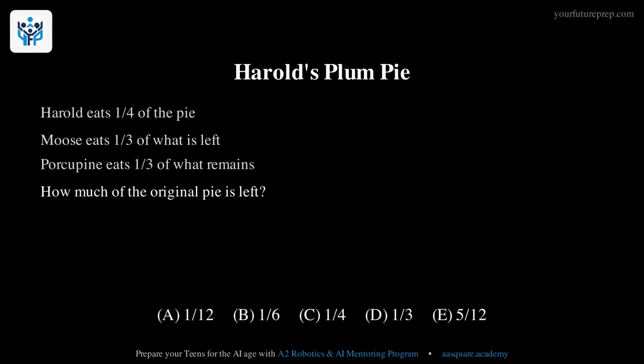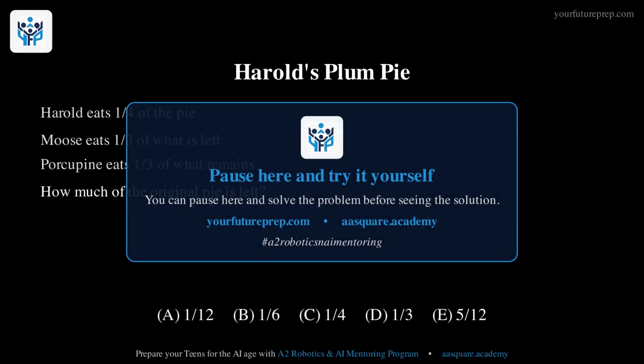How much of the original pie still remained after the porcupine left? The choices are 1/12, 1/6, 1/4, 1/3, and 5/12. You can pause here and solve the problem before seeing the solution.